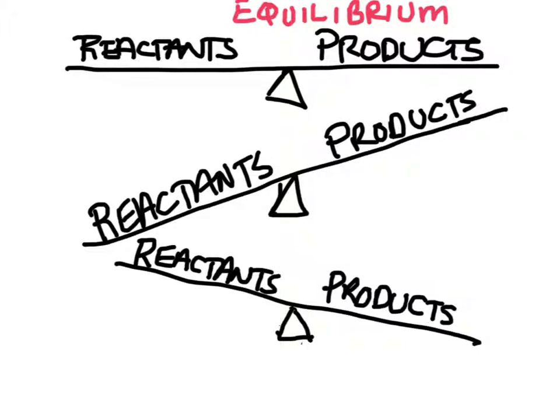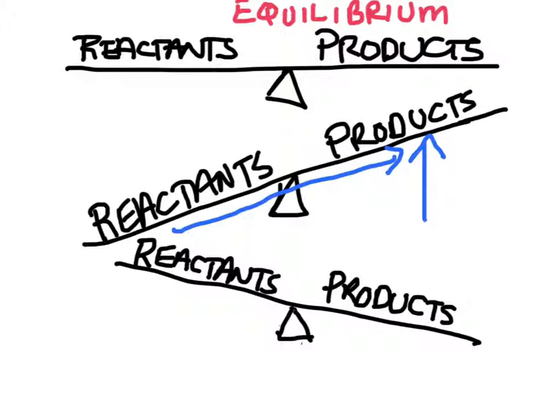So let's go look at how we do that. When we remove products, we're going to make this side lighter, right? We're pulling it away. And so when we pull stuff away, we're going to shift the equilibrium so that we're taking some of the reactants and converting them back into products to replace the products that we're removing. So when we take products away, the equilibrium shifts towards the products.